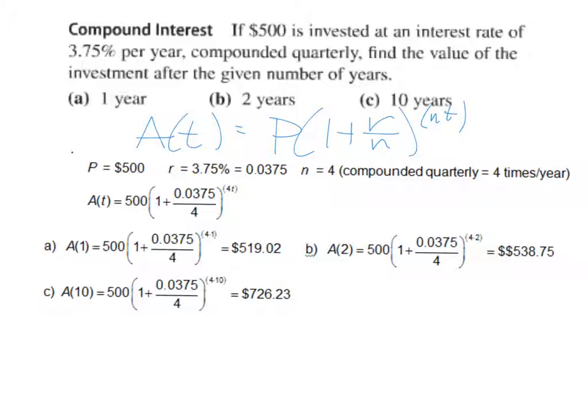So we've got that P is $500. That's the amount invested. The rate is 3.75%, but remember you have to move the decimal 2 places to the left, so 0.0375. n is the number of times the interest is compounded per year. So if it's quarterly, that's 4 times a year. n would be 4. So we have everything to fill the formula in except for the year. So I did that just to save us a little bit of time. And now we want to do 1 year, 2 years, and 10 years.